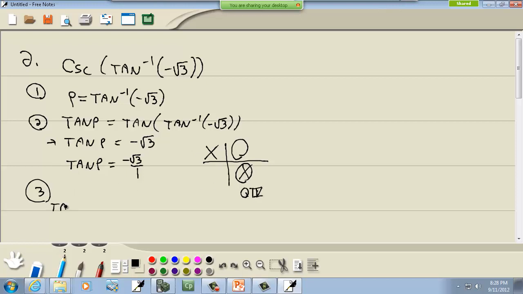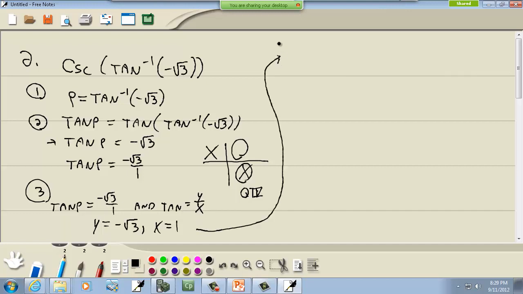Okay. Now tangent is equal to negative square root of 3 over 1. And tangent is equal to y over x. Well, if we look in quadrant 4 down here, y is negative. So y is equal to negative square root of 3, and x is equal to 1. Now that negative could be on the bottom, so you could have it on top or on the bottom. You may have to move it depending upon which quadrant you're in. Well, we need to find r. So we got r squared is equal to x squared plus y squared. X is 1, so we got 1 squared plus y, which is negative square root of 3 squared.